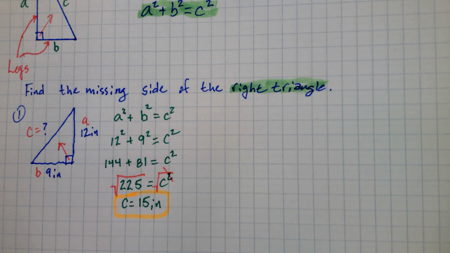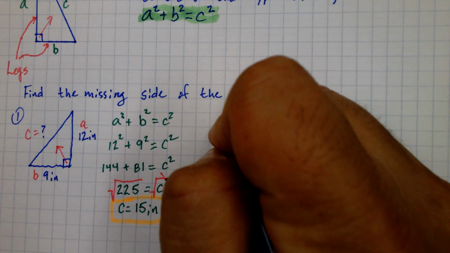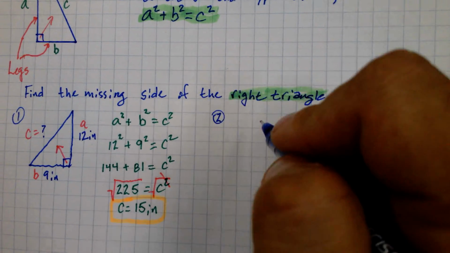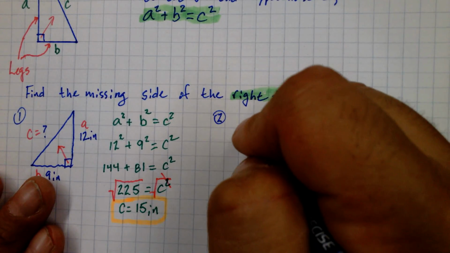All right. So let's try another one. What if we do another right triangle?